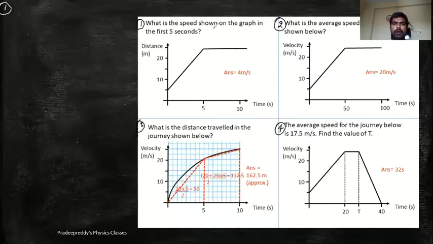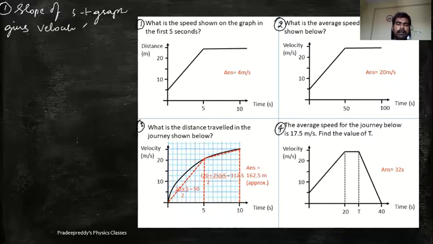What is the speed shown on the graph in the first 5 seconds? You need to find out speed. Now this is a distance-time graph, right? So slope of the S-T graph gives velocity or speed. So you need to calculate the slope from 0 to 5 seconds. So slope will be equal to delta S divided by delta T. What is delta S? From here to here, it is 25 minus 5 divided by 5 minus 0, which is equal to 4 meter per second.